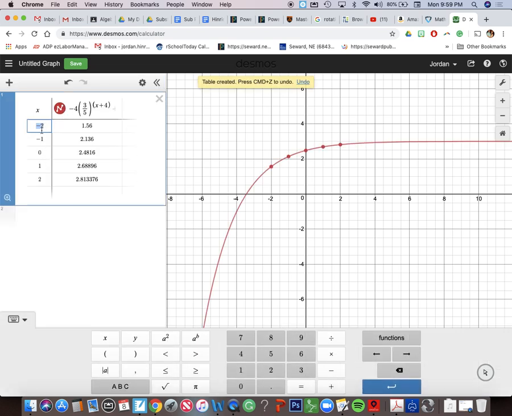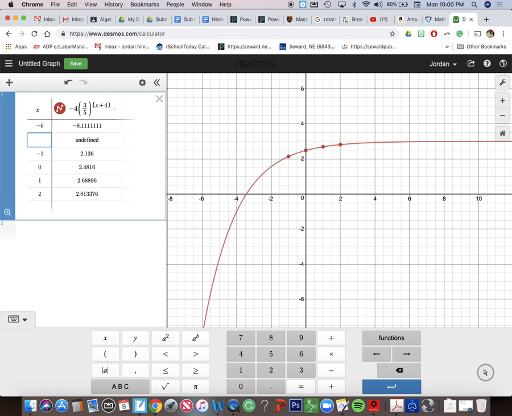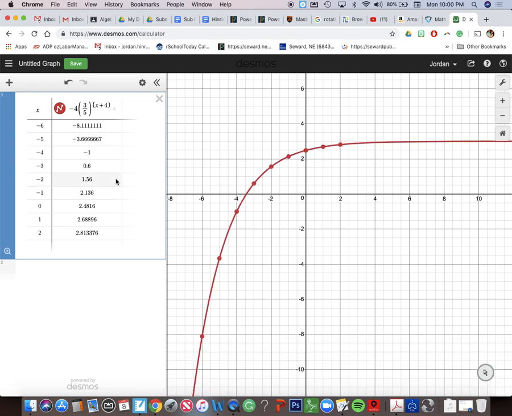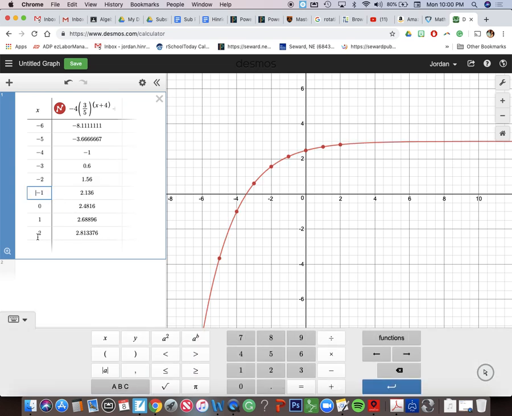So we need to pick points around -4. Okay, so we don't want to use these points, they're not very good. So let's do -6, and then -5, -4, -3, and -2. So these are the points that are best from -6 to 2. You should get a decent graph from those. Okay, and Desmos gives you pretty much everything you need already, so that would be what you have.